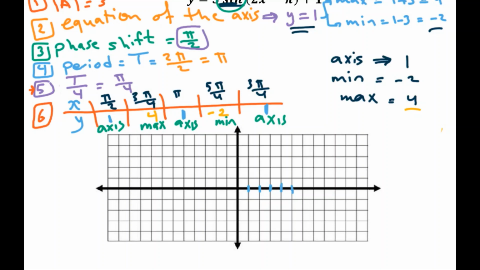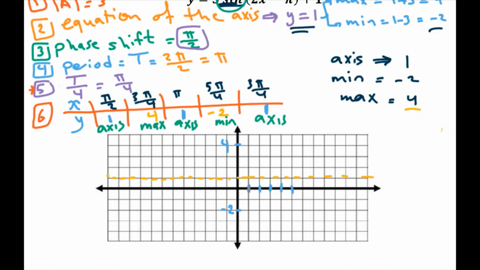Now, let me find my maximum. My axis is at 1, so here's 1. So this is going to be my axis. You don't need to draw it. You can. I like to draw it though. It's up to you. Minimum is -2, so we go here all the way down, -2. Maximum is 4, so 1, 2, 3, 4 is here. You need to count. And then we start drawing.